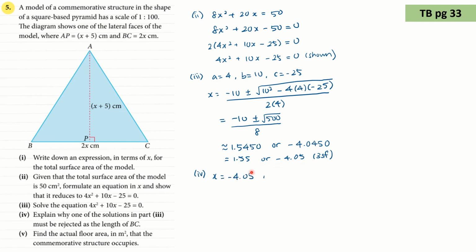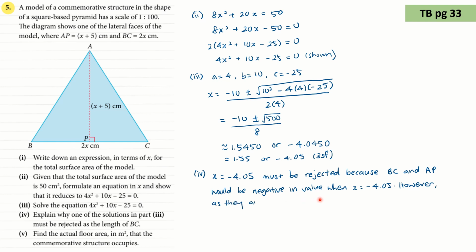Right, and then in part 4, we want to explain why one of the solutions in part 3 must be rejected as the length of BC. So by considering BC itself, if x were to be negative, we know that BC ends up becoming negative. Therefore we will say that x equals negative 4.05 must be rejected because BC and AP will be negative in value when that is the case. However, as they are length quantities, they cannot be negative. Hence, that value must be rejected.